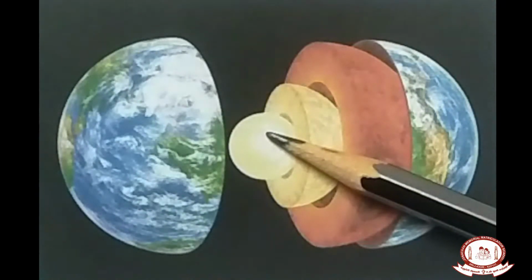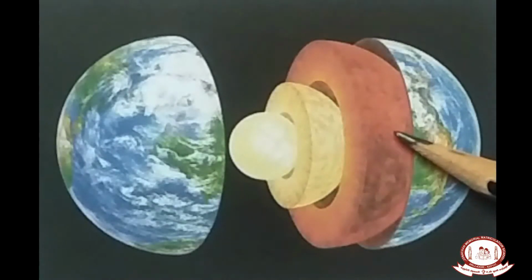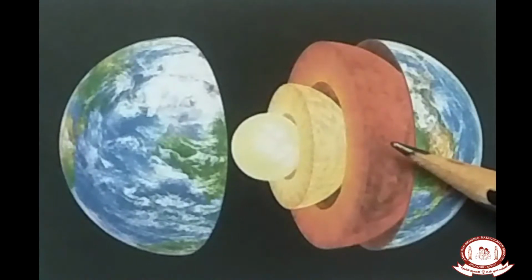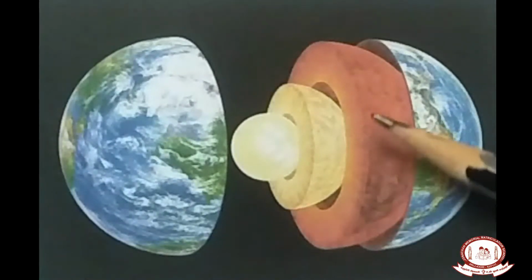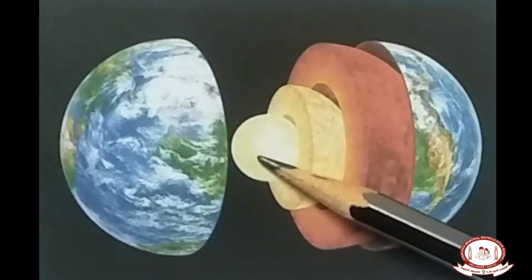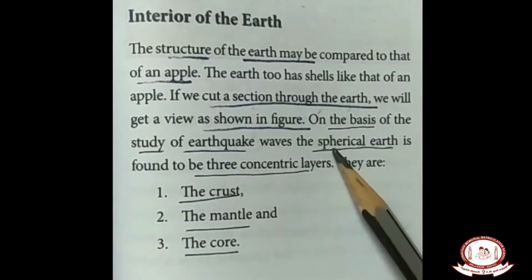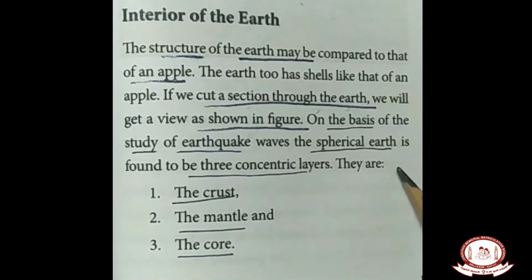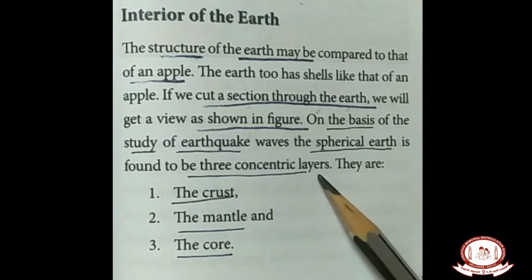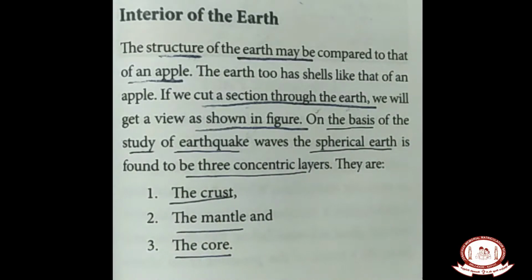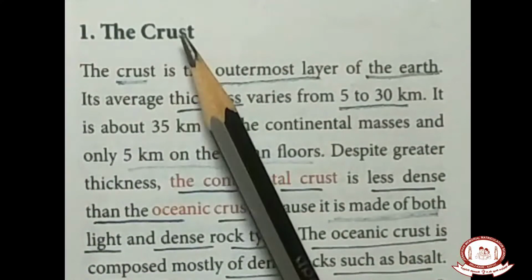So the spherical earth is made up of 3 concentric layers. Concentric means one inside another, okay? See, this is the outer shell. This is said to be the crust. This is the mantle and this is the core. On the study of earthquake waves, our spherical earth is found to have 3 concentric layers: the crust, the mantle, the core. At the very beginning, we are studying about the crust. We come under the heading the crust, children.